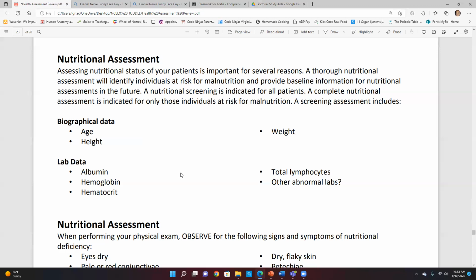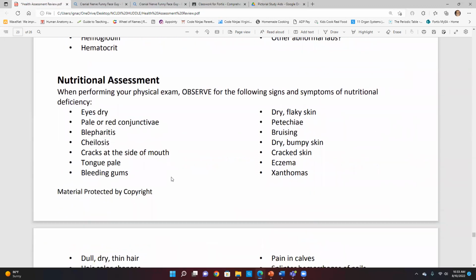Other lab data that's going to be important is your hemoglobin and hematocrit, and also their lymphocytes. So you have to know your lab values, okay? So when we look for nutritional assessment, we're looking at the eyes, their skin. Is it dry? Do they have cracks at the side of the mouth? Because that can be a sign of vitamin deficiency.